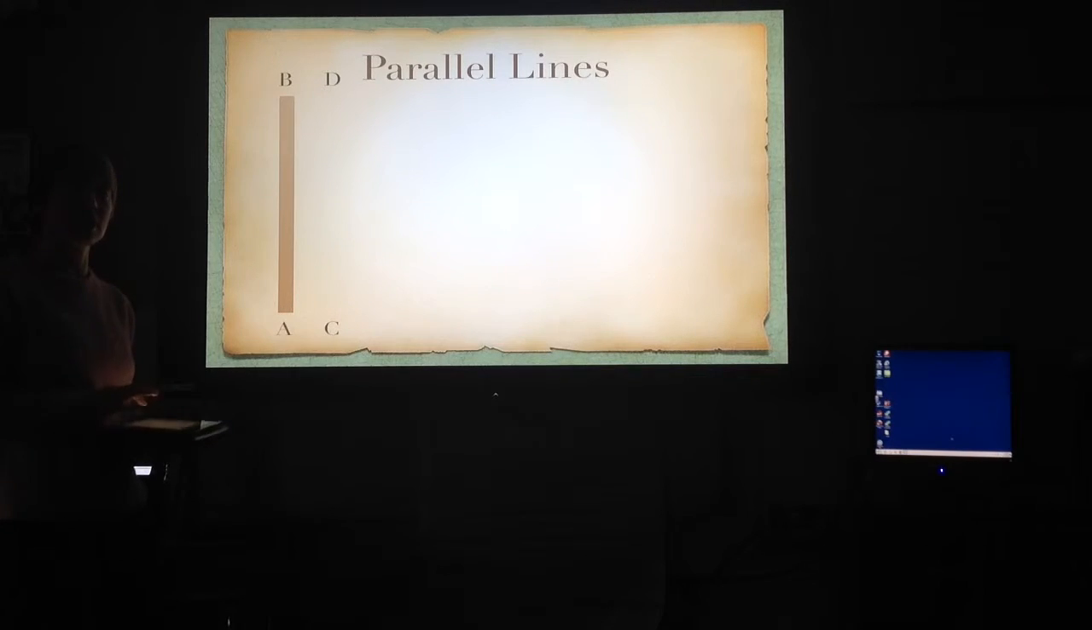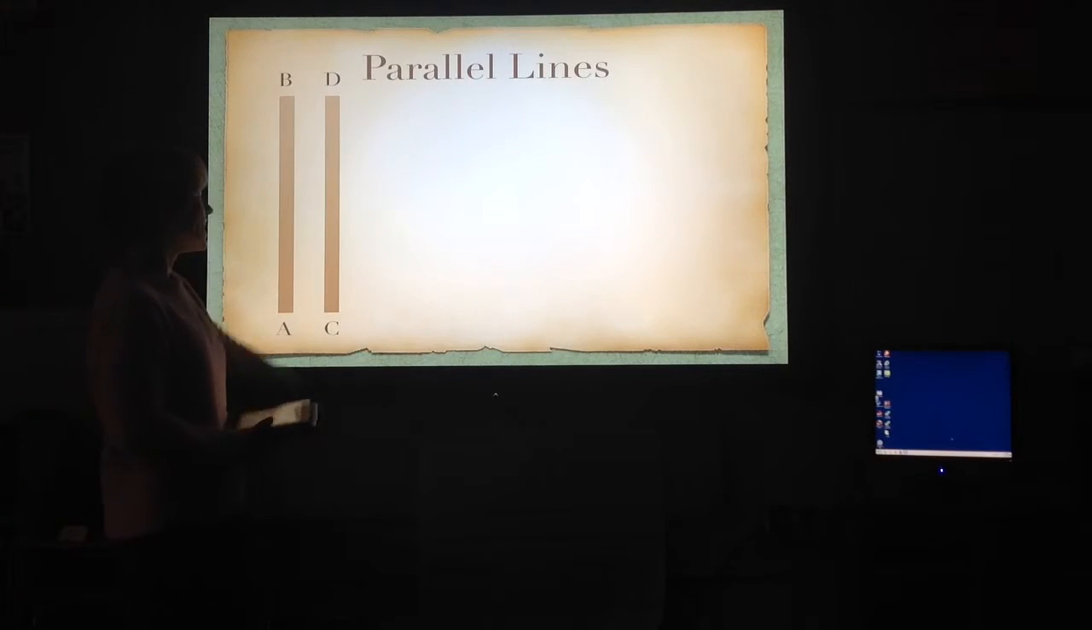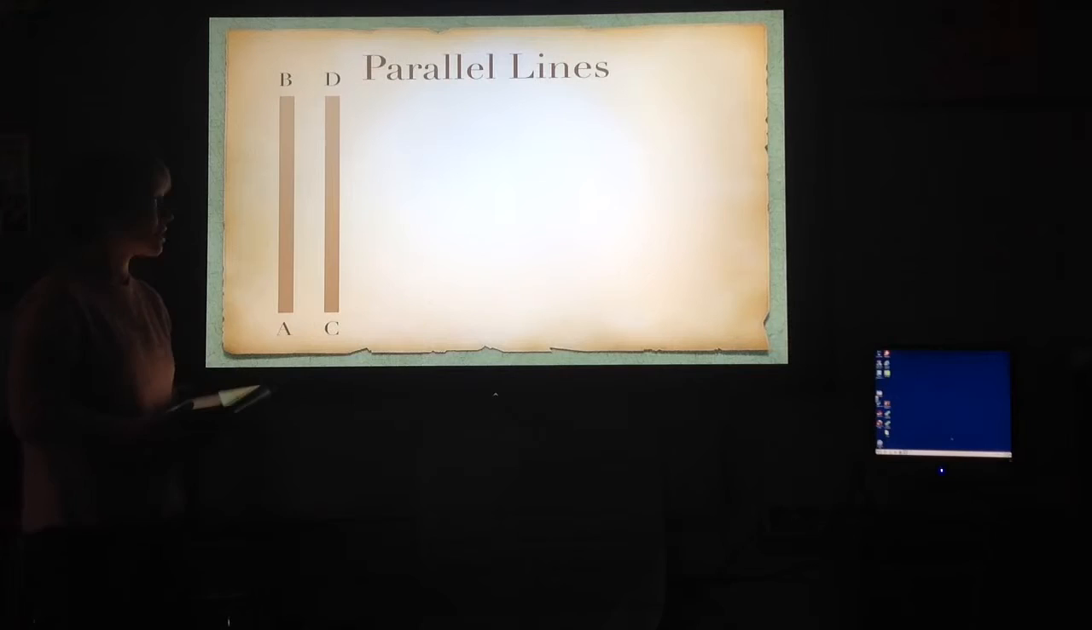I did this with line segment DC, and they are the same length. They are parallel because they will go on forever, never ever intersecting. They will never cross paths.